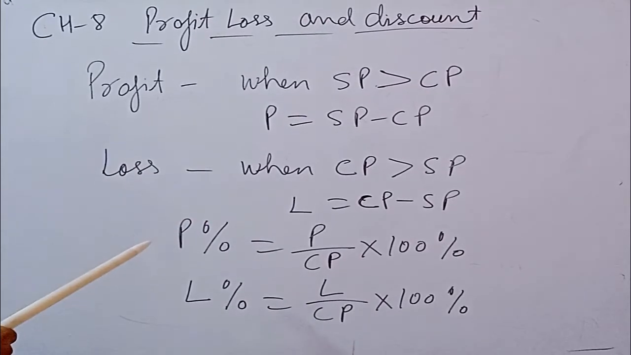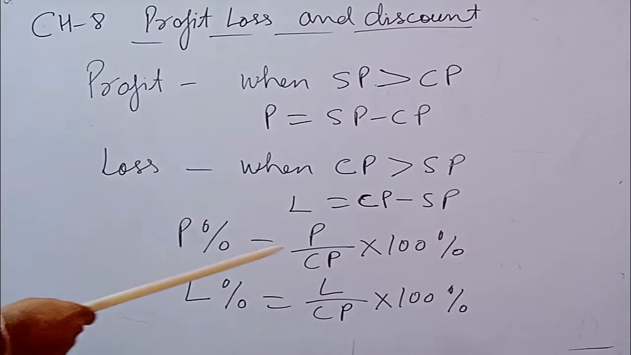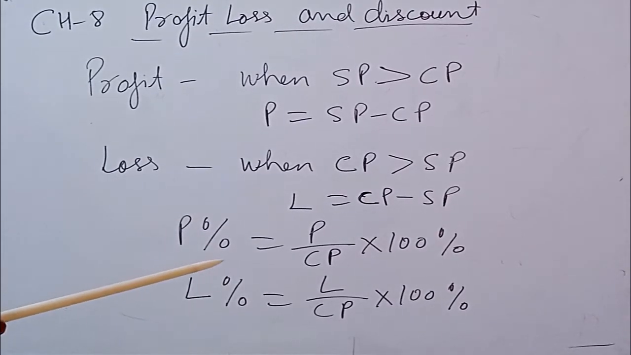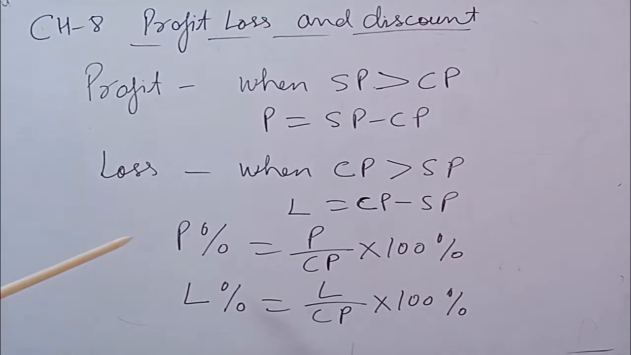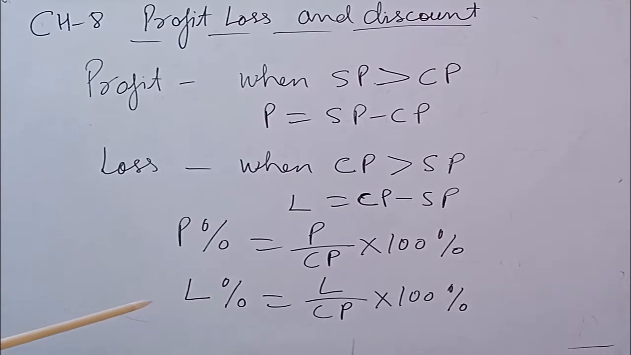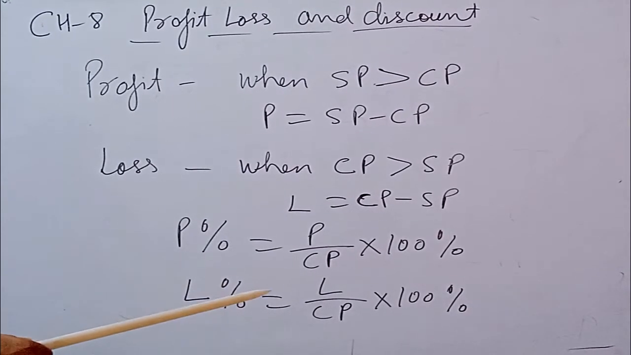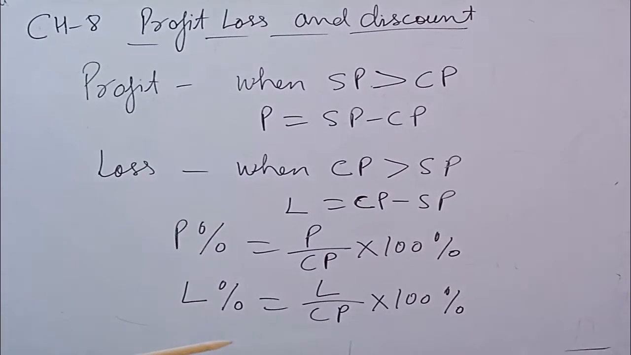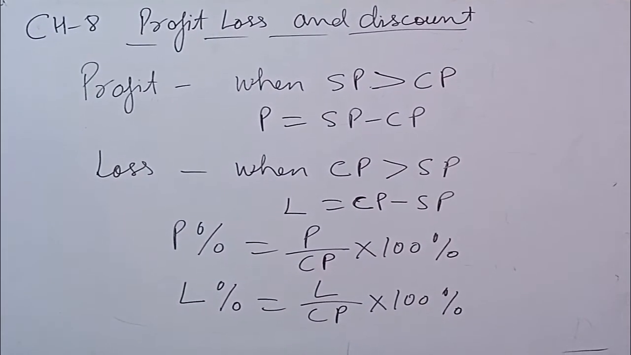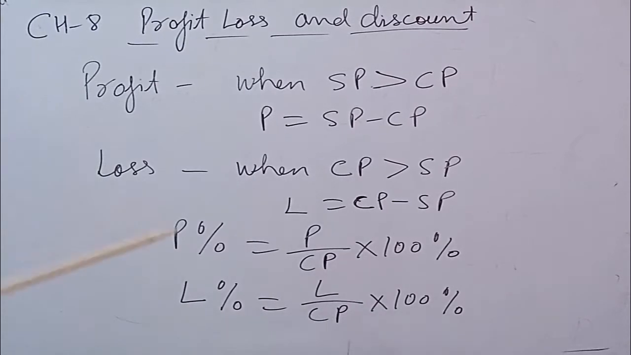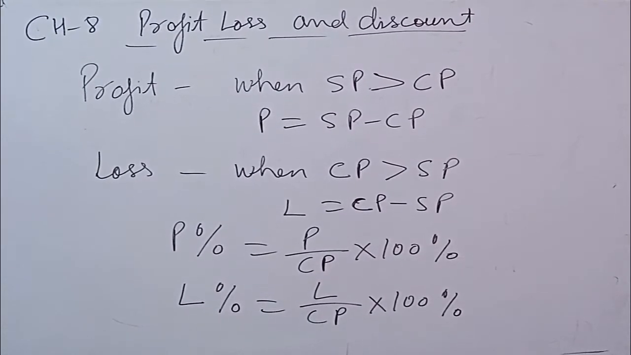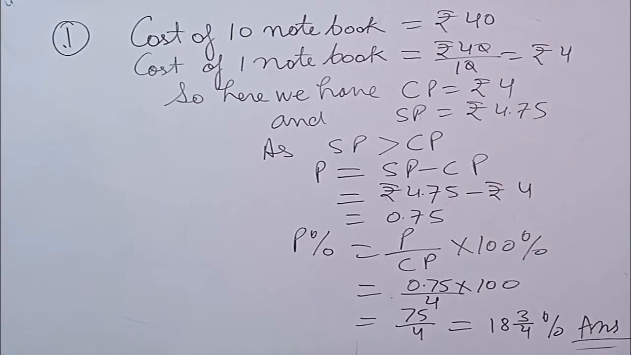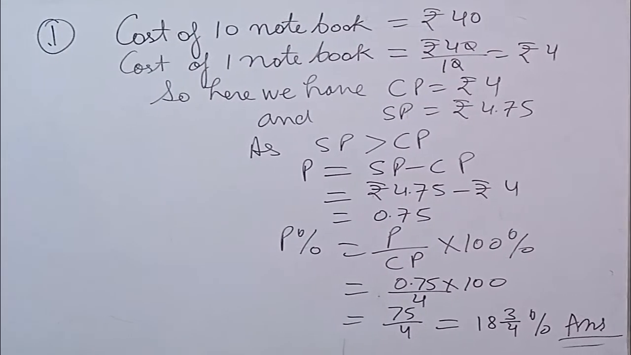So we can get the profit and the loss. Now how about the profit percent and loss percent? With the help of these two formulas, profit percent equals profit upon CP, the cost price, into 100%, and loss percent equals loss upon CP into 100%. With the help of these formulas, we can solve the questions given in your exercise 8A. Children, I am taking some sums of exercise 8A.